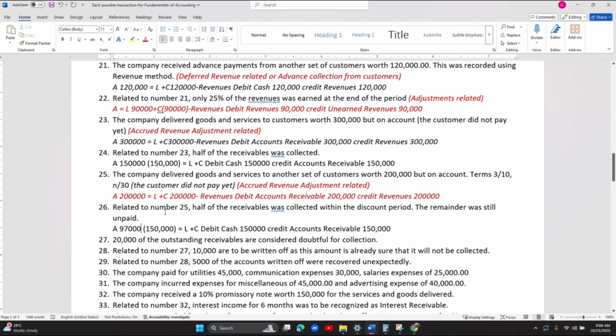97,000 because 100,000, which is half of 200,000, times 0.97, from 100 minus the 3% discount. So 97,000. But we are going to credit accounts receivable of the full 100,000. So what will be the balancing figure, since assets should always be equivalent to liabilities plus capital, and in this case there is a net decrease of 3,000.